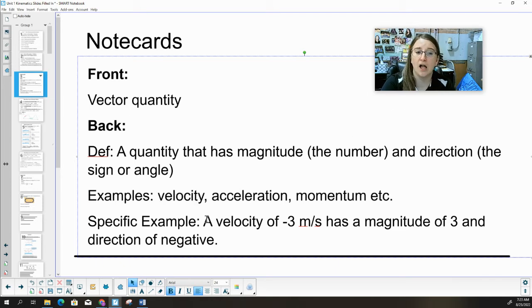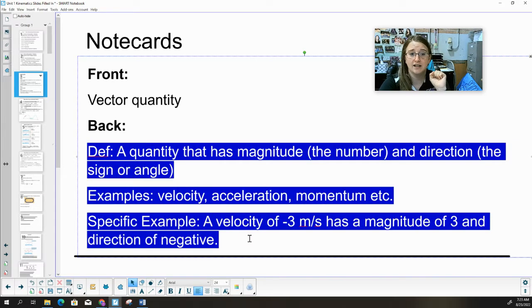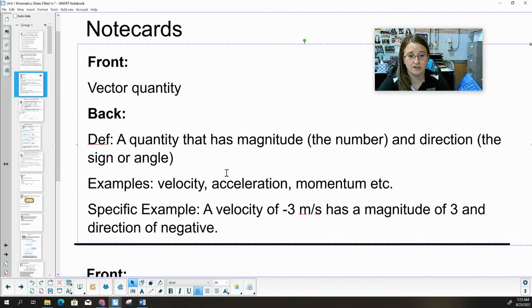So here's a specific example of a vector. A vector is, again, any quantity that has direction and magnitude. So a velocity of -3 meters per second. We should know velocity does mean speed, but we'll write that down a bit later. It has a magnitude of 3. So the magnitude is 3, and a direction of negative. That means I'm traveling in the negative direction. We're going to talk more about this in class. I just want you to copy down, on the back side, vector quantity. There's the definition.